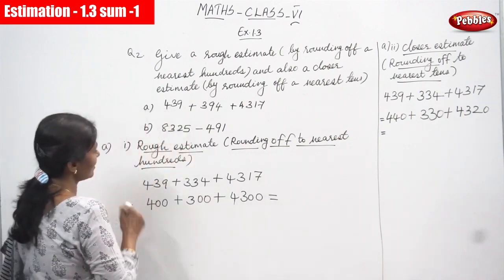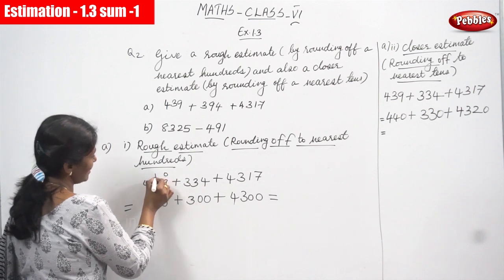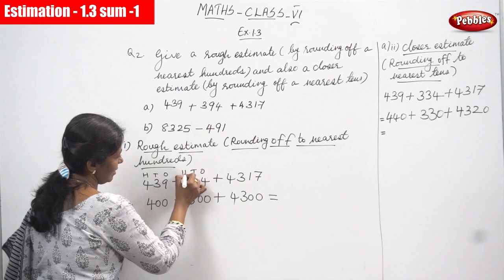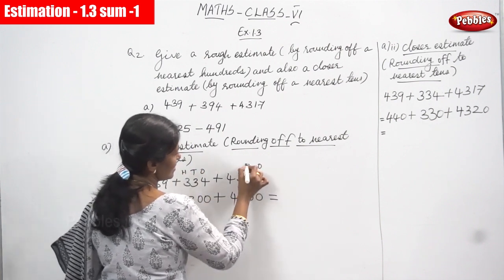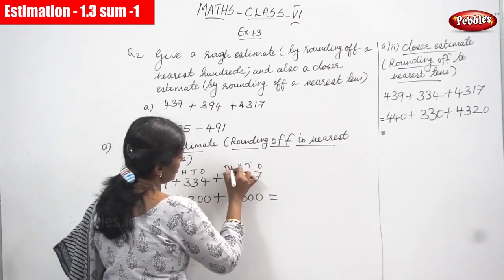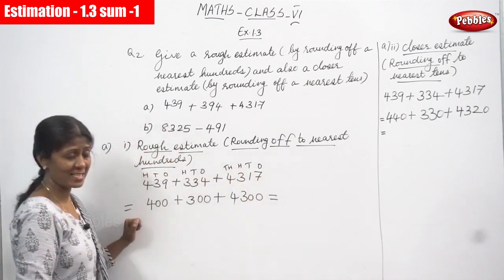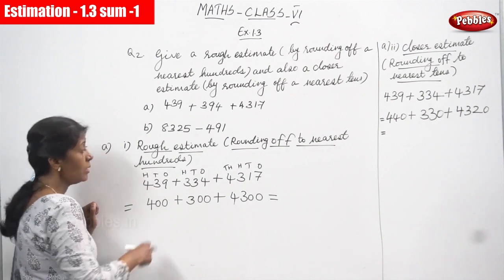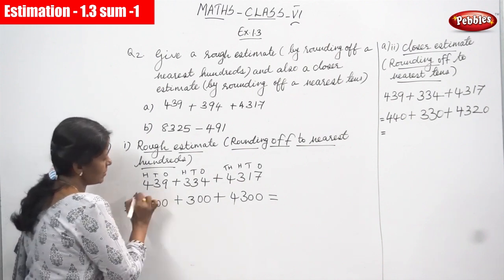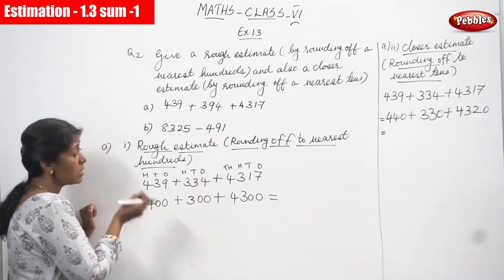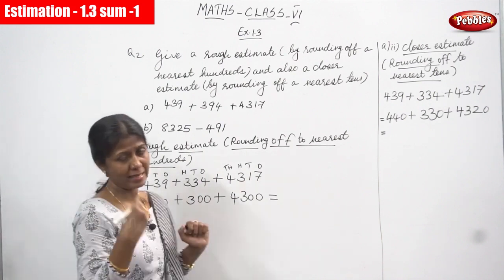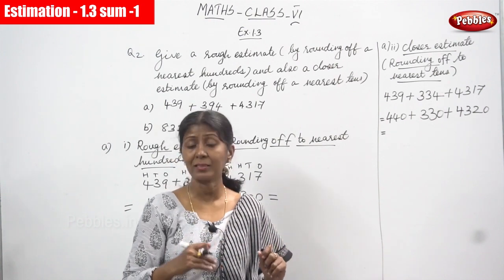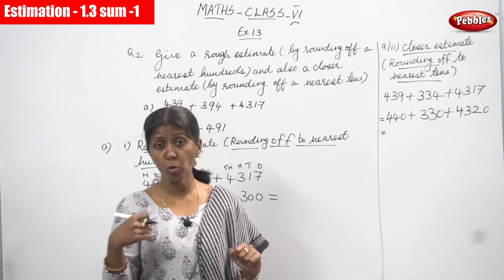So 439. This is ones, this is tens and this is 100. Here ones, again tens and 100. Here ones, tens, 100 and 1000. So first you have to write the place value. For your understanding I have written. So nearest 100, 439. I told you many times, for the nearest 100 you should not consider only the 100 place value, you have to consider the tens and ones place value also.